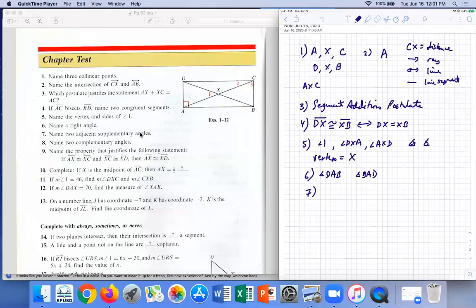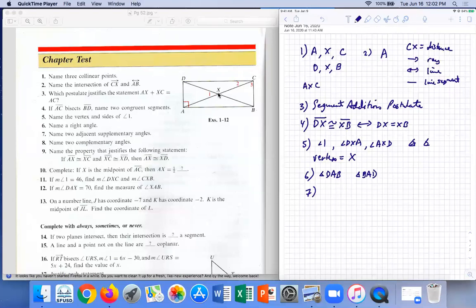2 adjacent supplementary angles. Adjacent means right next to each other. They have to share a common side and vertex. So that makes it adjacent. Adjacent angles are angles that share a common ray, right? And then supplementary just means they add up to 180 degrees. So 2 adjacent supplementary angles. There are multiple answers here. So I'm just gonna take AXC as our straight angle. AXC is made up of AXD and DXC, right?